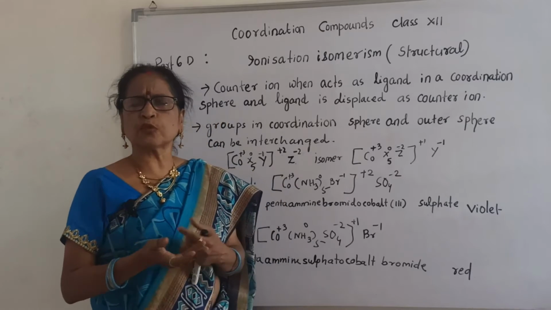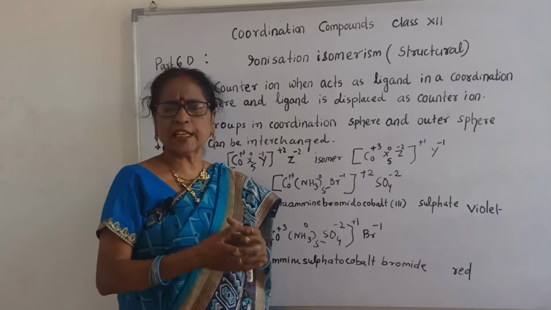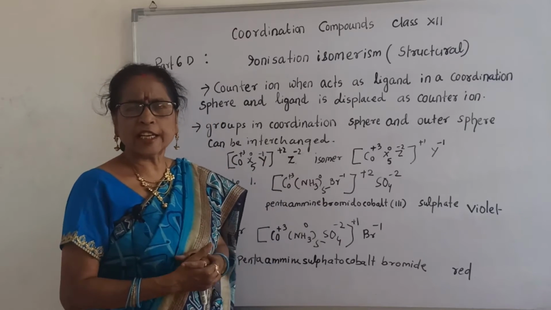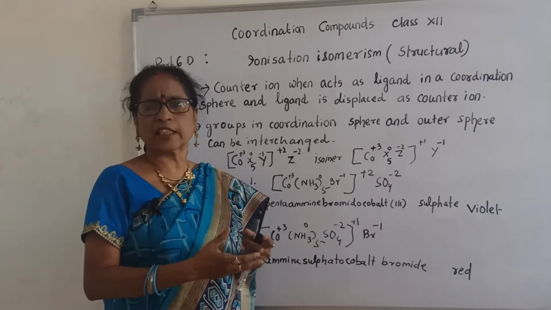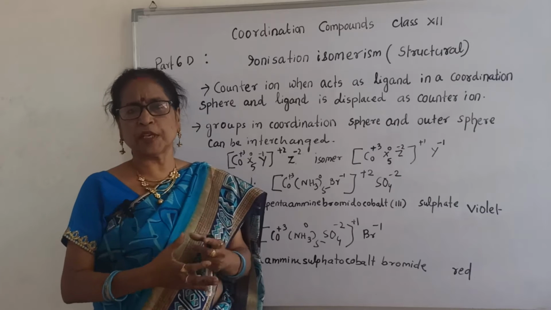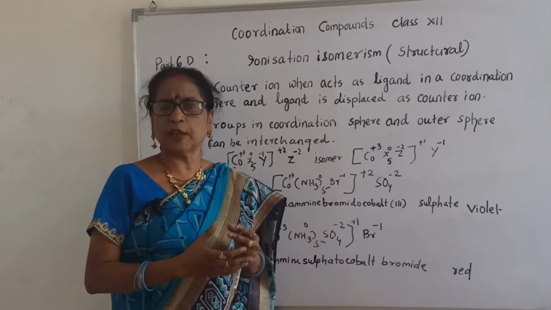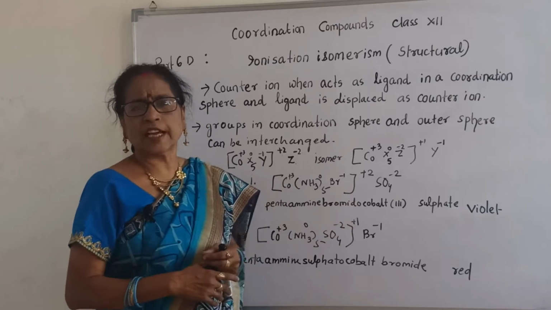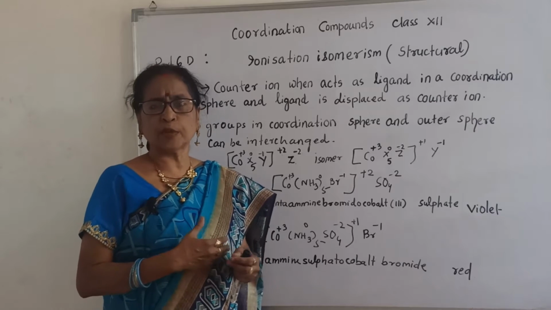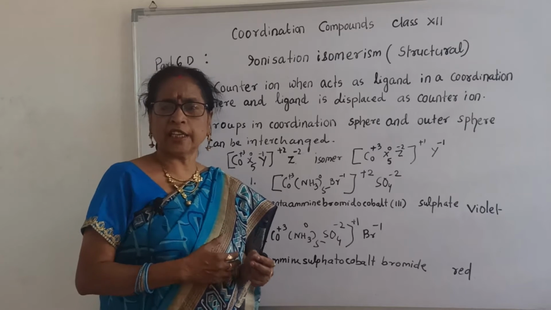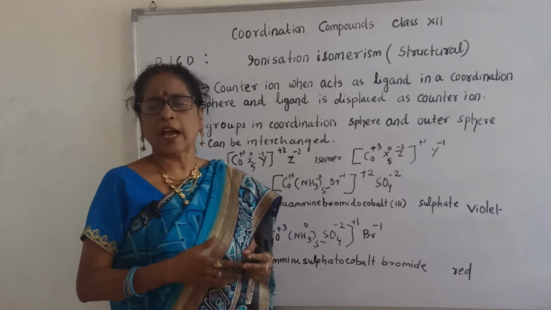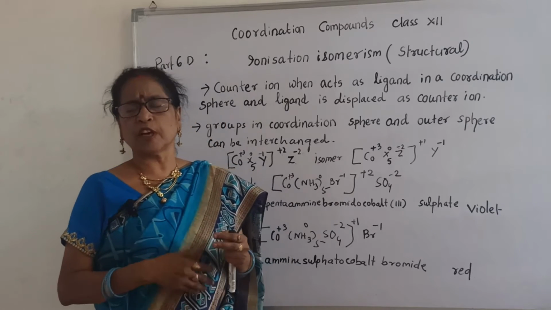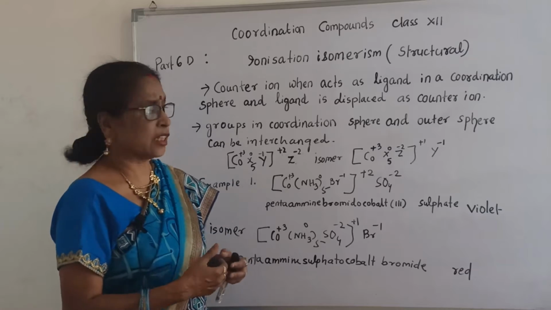There are also many types of ligands: negative, positive, and neutral. Negative ions are called anionic ligands, like CN minus, Cl minus, Br minus, CO3 2 minus. Then neutral ones, like ammonia and ethylenediamine, are neutral molecules. And positive ions, like nitrosonium ion and nitronium ion.